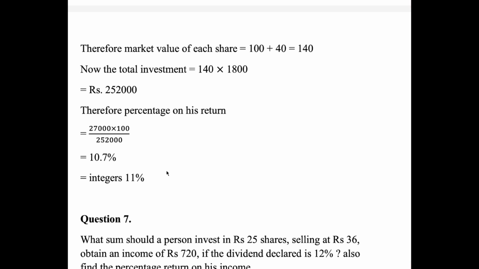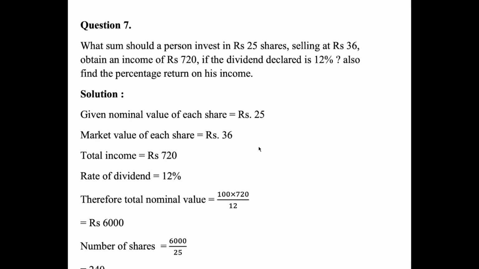10.7%. So our mathematical rule is, after the decimal point, if the digit is 5 or greater than 5, we can convert to the next digit. So that comes to 11%. Come to the next problem.